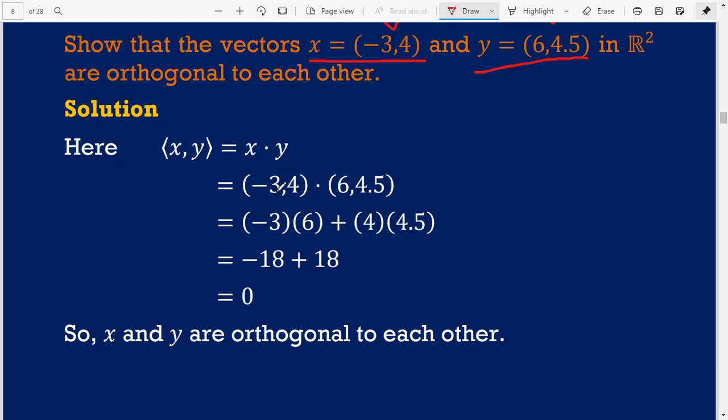So now we take the dot product of this vector: minus 3 into 6 plus 4 into 4.5. So this is minus 3 into 6 is equal to minus 18, plus 4 into 4.5 is equal to 18. So minus 18 plus 18 is equal to 0. So inner product x with y is equal to 0. So x and y are orthogonal to each other.